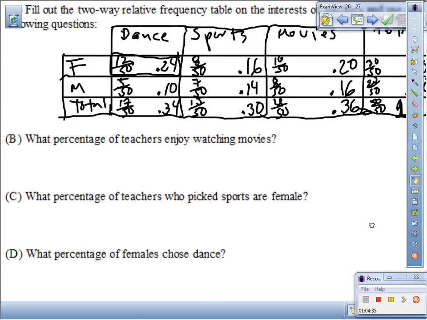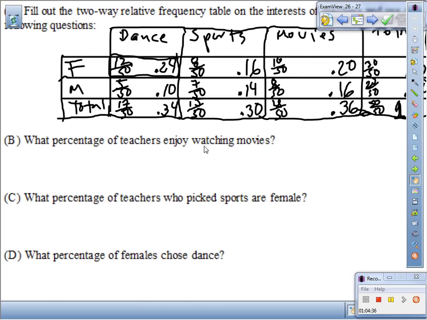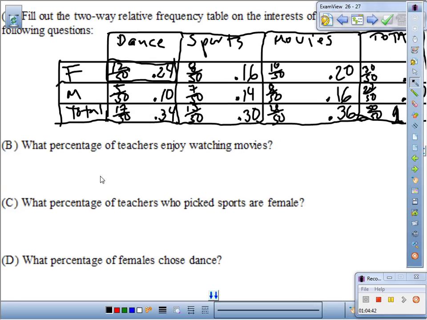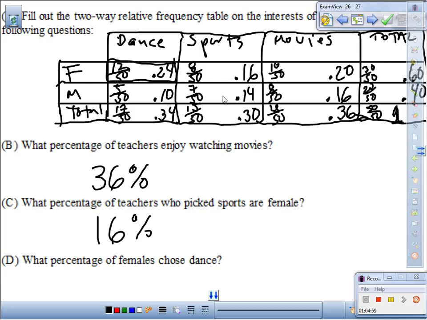All right, let's answer the questions. What % of teachers enjoy watching movies? Everyone. 36%. That is correct. The total's total. So you go to movies, the total 0.36, which is 36%. What percent of teachers who pick sports are female? 16%. Sports, female, that's 16. What percent of females chose dance? 24%.